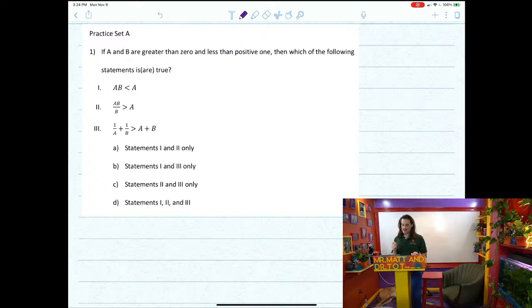Number 1: if A and B are greater than 0 and less than positive 1, which of the following statements is or are true? 1: A times B is less than A. 2: A over B is greater than A. 3: 1 over A plus 1 over B is greater than A plus B. Answer selection A is statements 1 and 2, B is 1 and 3, C is 2 and 3, and D is statements 1, 2, and 3. I'll give you 3 minutes, and then I'll give you the answer, and we'll keep going through a few examples.